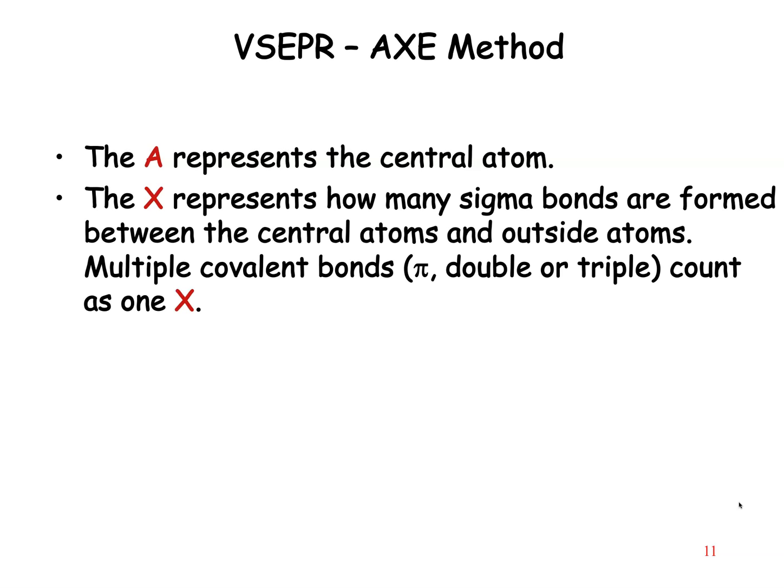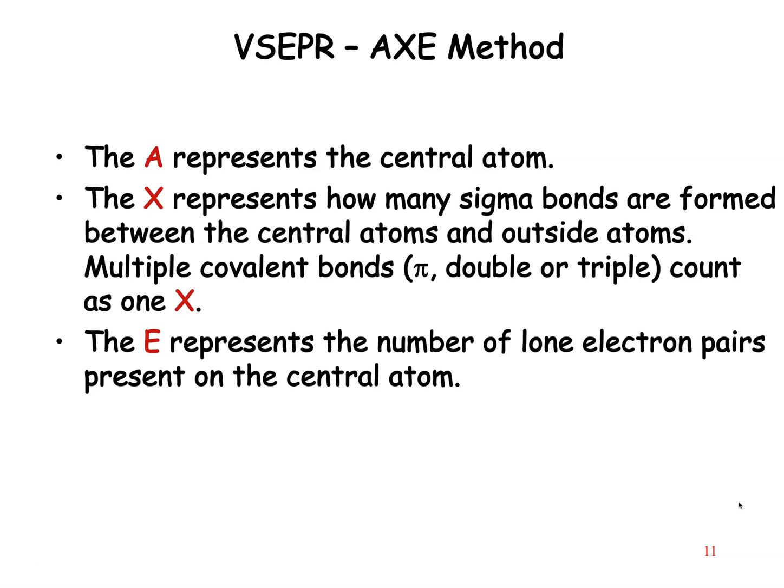X represents the number of sigma bonds, also known as single bonds, that are attached to your central atom. Now realize multiple bonds, a pi bond, also called a double bond, or a triple bond, still counts as one thing bonded. So single, double, triple bond is still one thing bonded to your central atom. And then E represents the number of lone electron pairs on the central atom only.